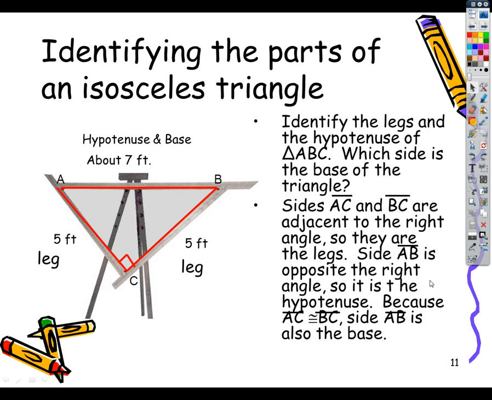So this is the hypotenuse of the right triangle, the base of the isosceles triangle, and these are the legs of the isosceles triangle and the right triangle. Okay. Questions on that? Okay.